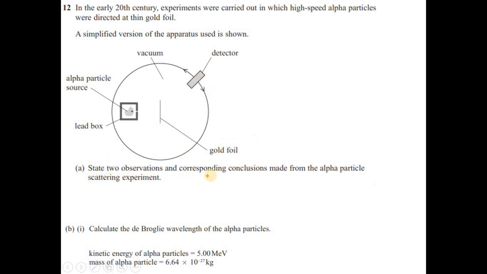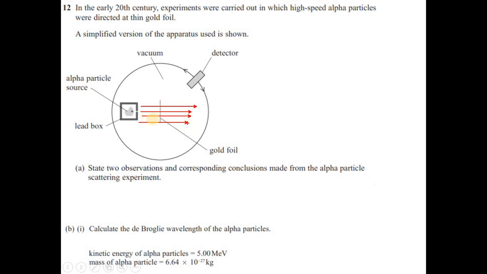State two observations and corresponding conclusions made from the alpha particle scattering experiment. There are three or four quite evident observations. Number one: most of the alpha particles pass straight through without deviation. Because most of the alpha particles pass through the gold foil, that means most of the space or region of the atom is empty.